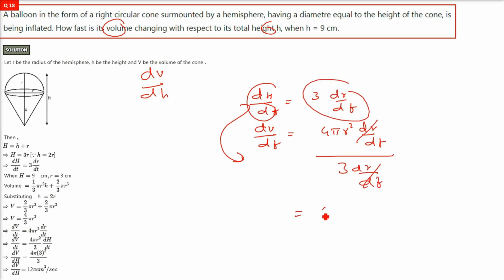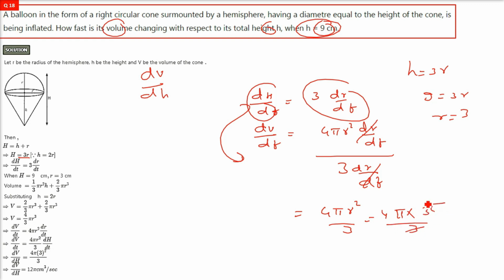Now you can cancel these two out. You will get 4 pi r cube by 3. The height is already given, and we have capital H as 3r. I wrote small h by mistake, but it is capital H. So 9 equals 3r, and r will be equal to 3. Now put it here: 4 pi 3 square divided by 3, and when you compute this, keeping pi on, it will be 12 pi centimeter cube per second.